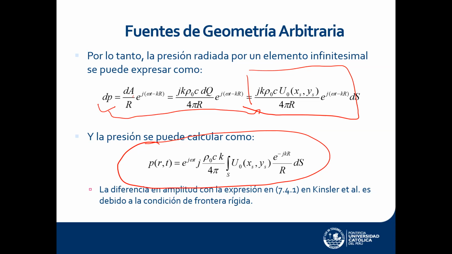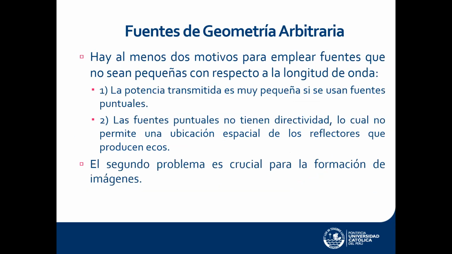Okay, so I'm assuming no. So we have this horrible equation, and so far that horrible equation is really not telling us much. There are a couple of reasons why, in general, you want to use radiators that are not very small compared to a wavelength. The first one is that the transmitted power would be super small, which hopefully makes sense to you.